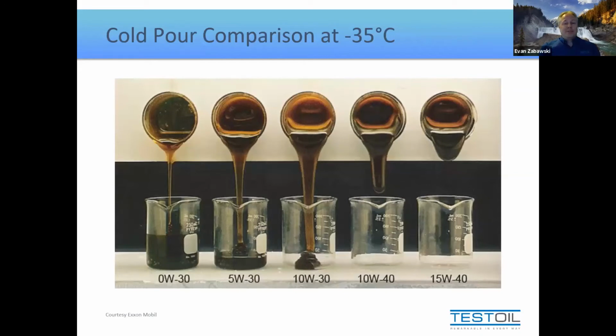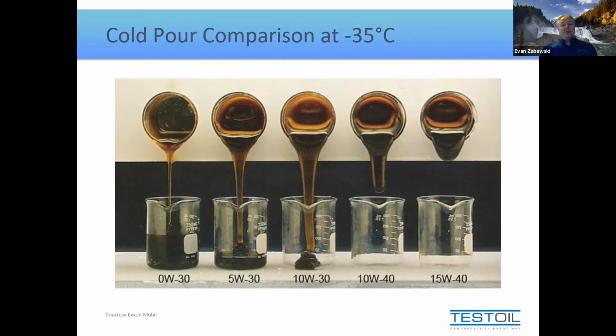This is a picture of essentially the pour point test. It's done in a cold, cold, cold room. So this picture was taken at minus 35 degrees Celsius. For those who don't know how to convert from Celsius to Fahrenheit real quick, minus 40 is minus 40. It's the one time the two systems agree with each other. So this is pretty darn cold.